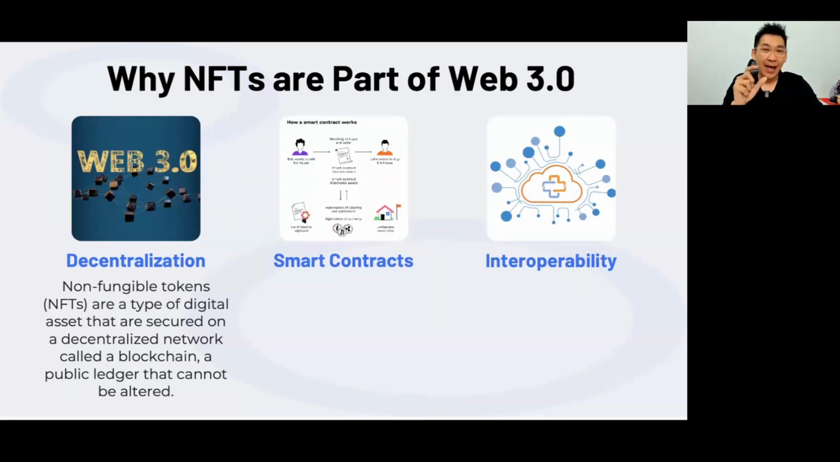Side note, we will have a class just about digital wallets in the future. Today, we're just going to do an introduction to NFTs.